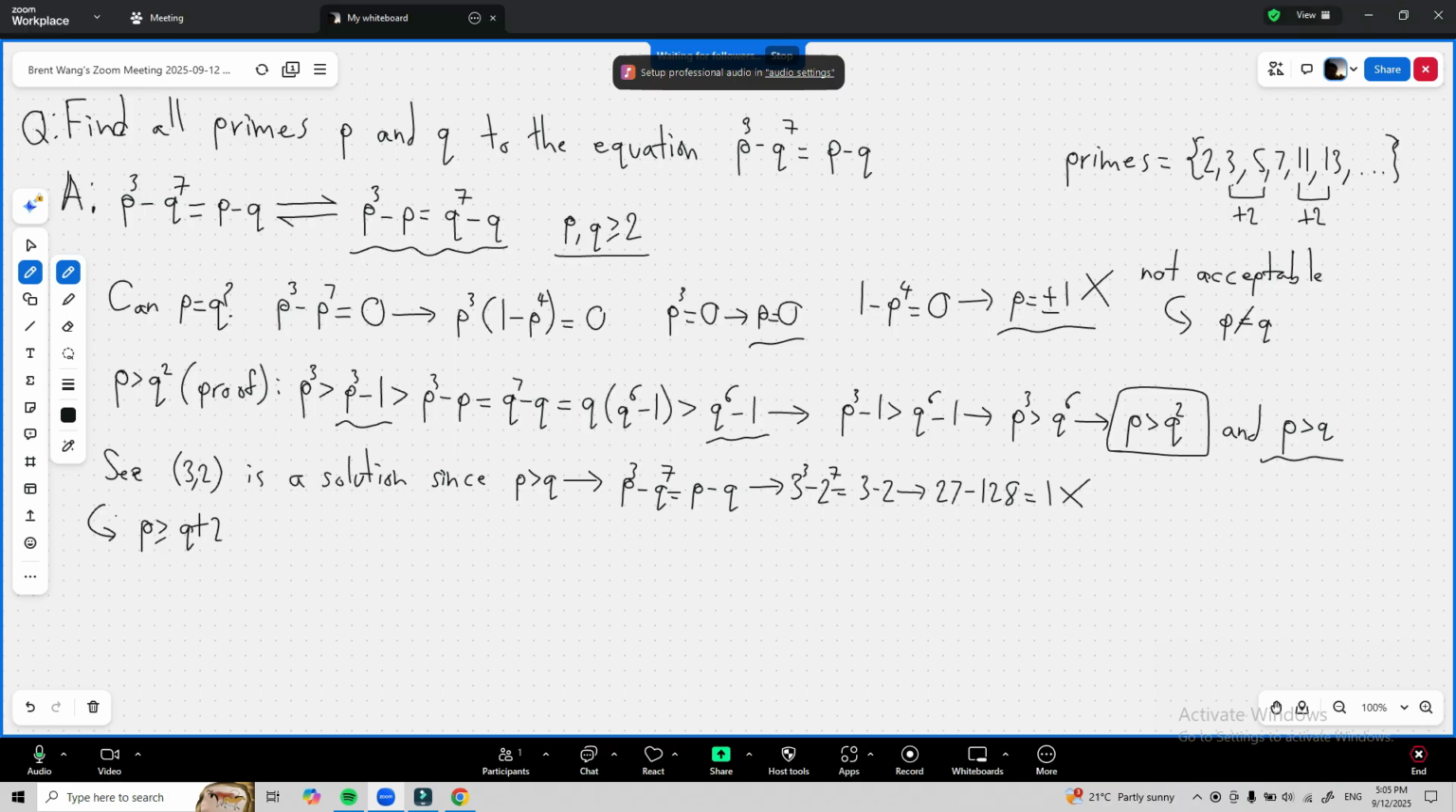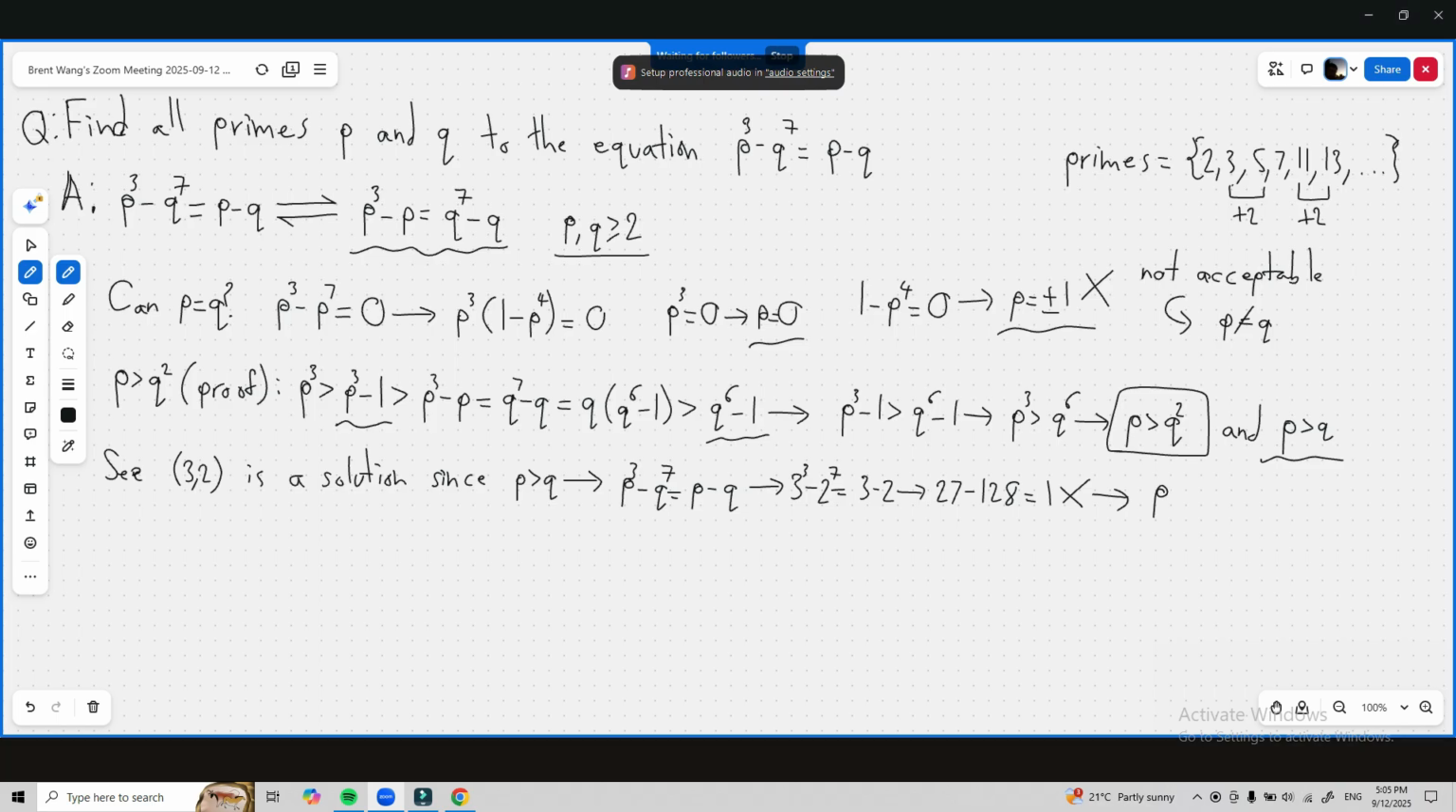Since this was not a valid solution, the minimum distance of these two primes... Actually, I'm trying to save space, so I'm going to write it on the other side. So, since we found out that this was not a solution, the minimum distance of these primes has to be 2. So, p is at least q plus 2.